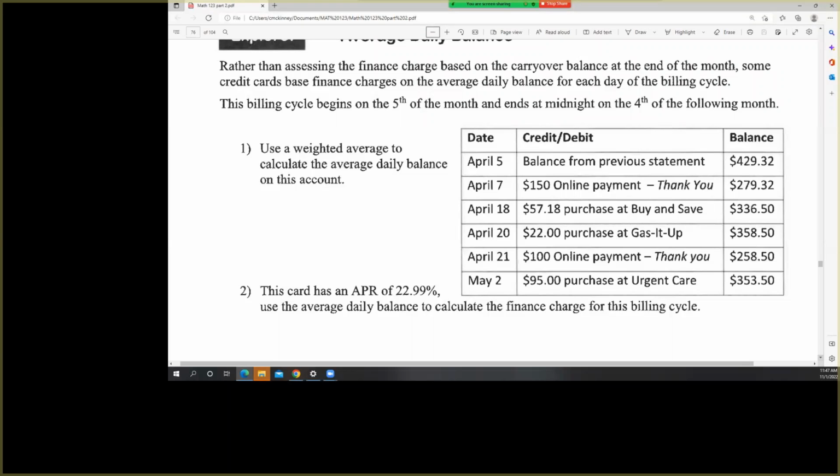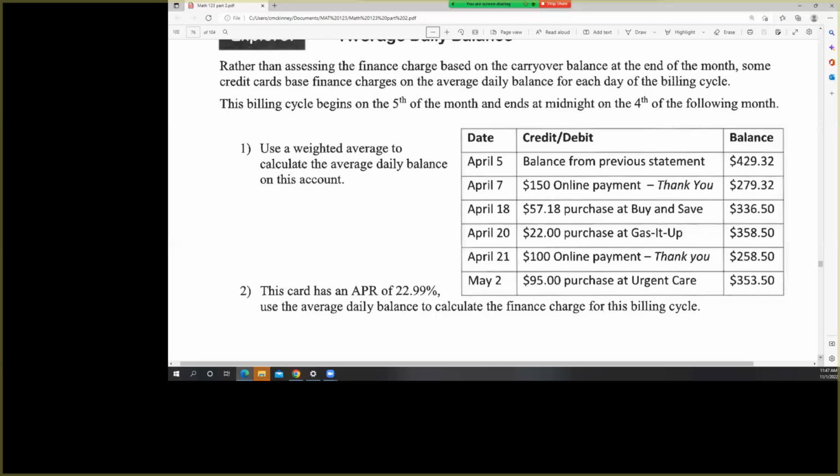So with the problems that we're doing, we're assuming they're always giving you a grace period on new purchases, even if you have a carryover balance. In reality, if you have a carryover balance, they start charging you interest on your new stuff as soon as you charge it. But they don't charge you interest for a whole month because it wasn't charged at the beginning of the month. So how they do that is they do an average daily balance. So these are the transactions, and this is just a few, and obviously this would all be automated.